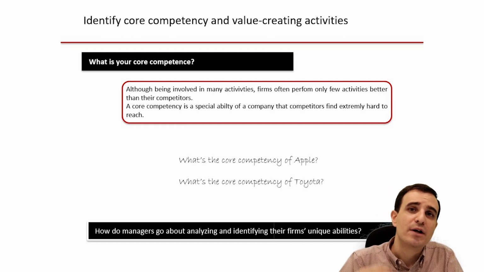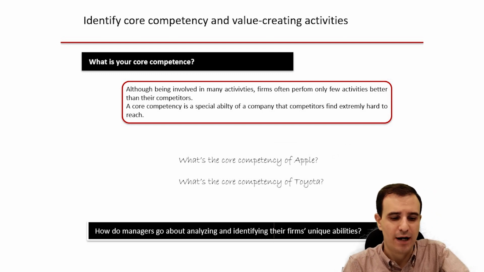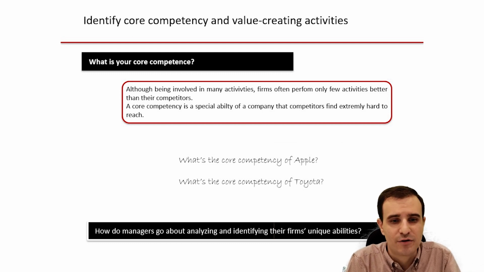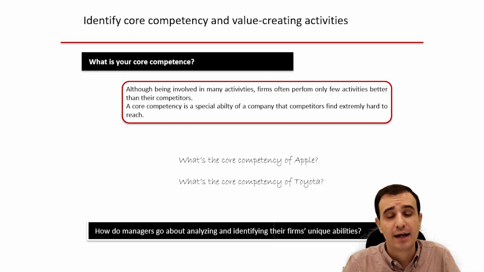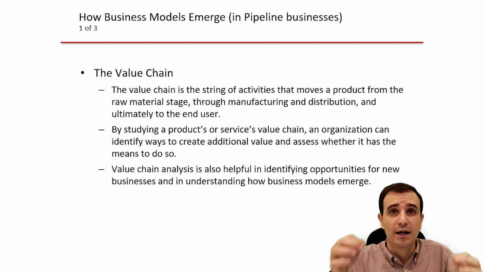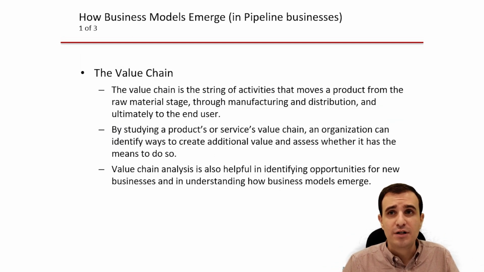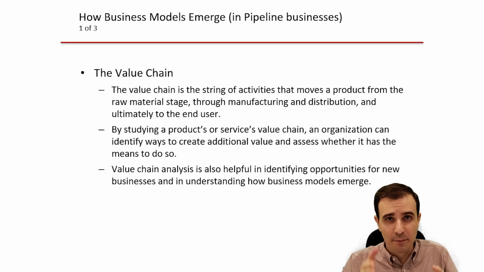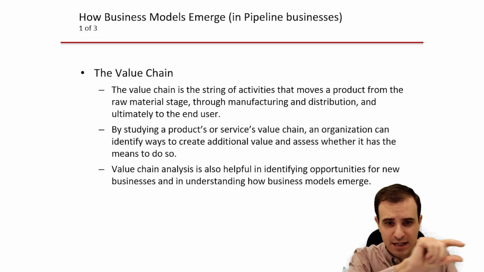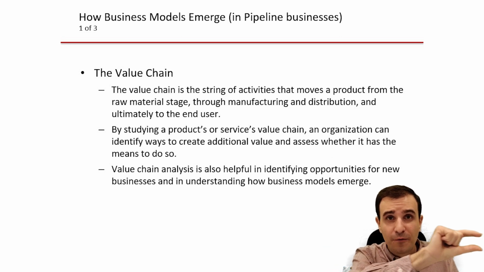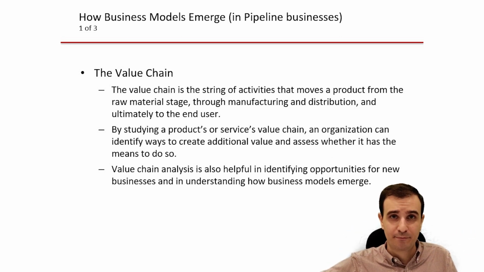So what can we use? What tool can we use to analyze this? The tool is the value chain. The value chain is a framework which you can use specifically for pipeline business models. What is a pipeline business model? Pipeline business model is a business model that is arranged following a pipe.